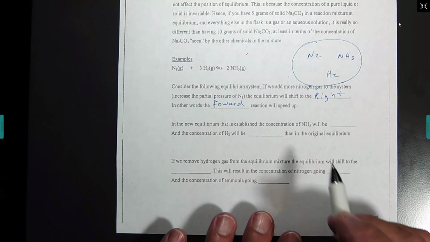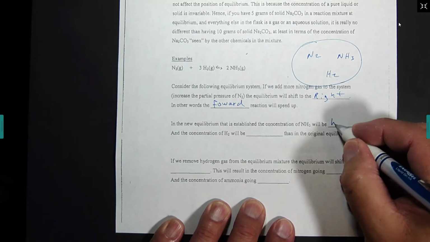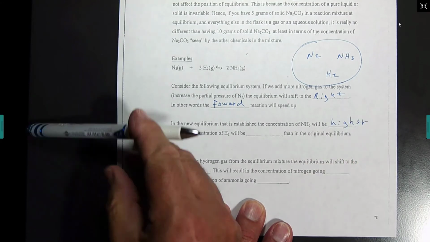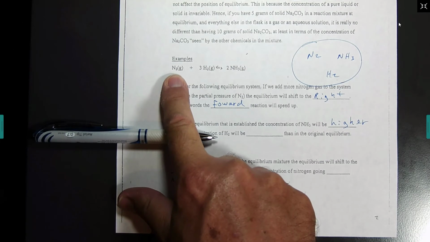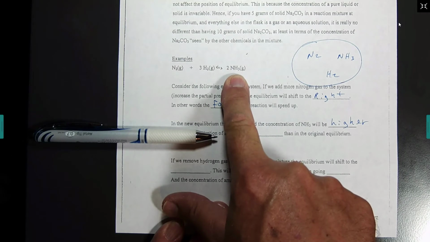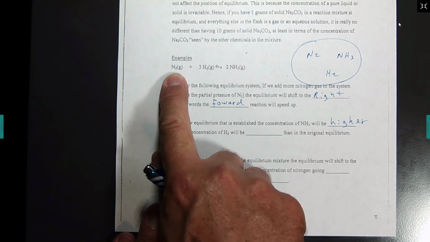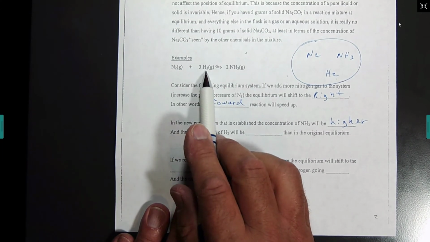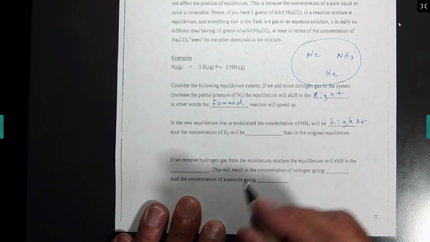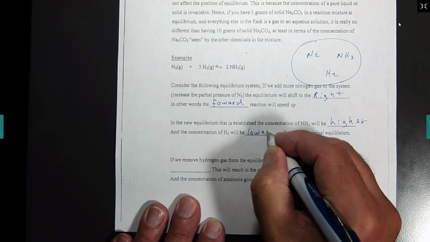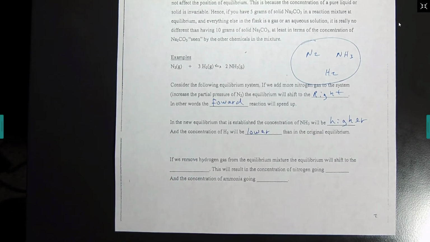And in that new equilibrium mixture, the concentration of ammonia will be higher. And let's face it, I put that extra nitrogen in there. It tried to get rid of it by turning that extra nitrogen into ammonia. So I end up with a higher concentration of ammonia. Hey, as this stuff turned into ammonia, that used up some of the hydrogen. So the concentration of hydrogen will be lower than in the original equilibrium mixture. So that's Le Chatelier's principle. Whatever I do to that system, the reaction is going to try to counteract what I do.